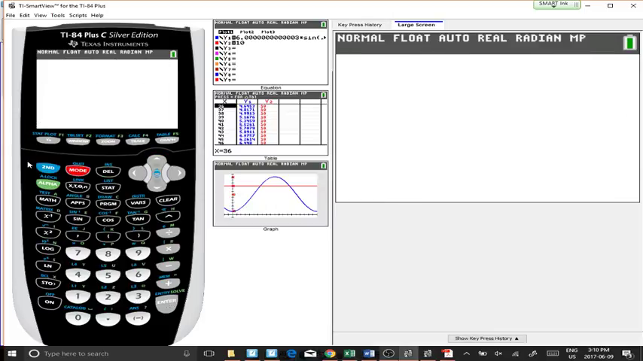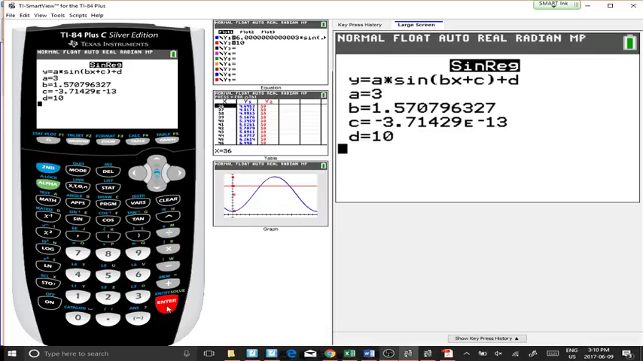We'll quit out of there. We'll go second entry so I can cheat a little bit and just figure out what that equation is. And that's how we get right there. Those values are identical to the values that we just got. A is 3. Yep. D is 10. Yep. B is 1.57, which is pi divided by 2.